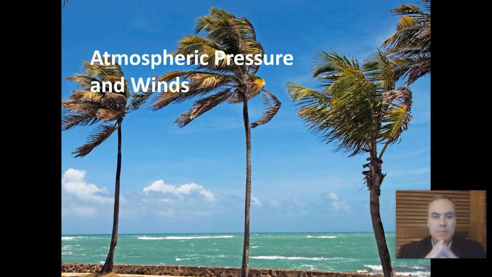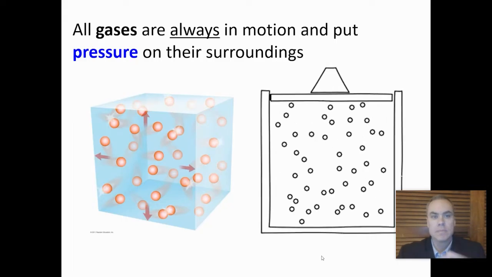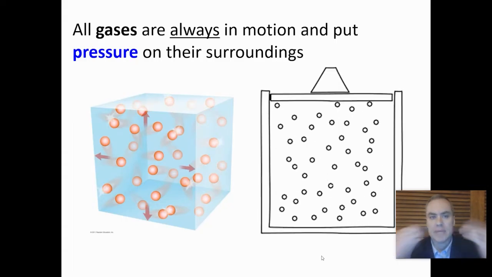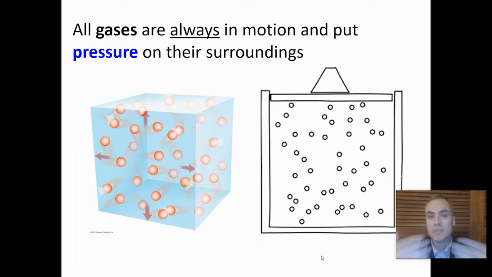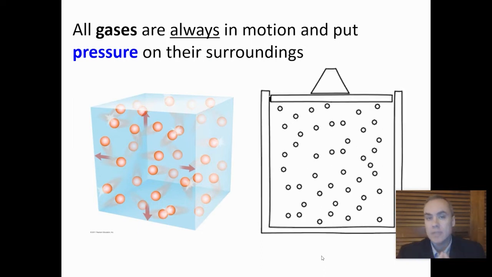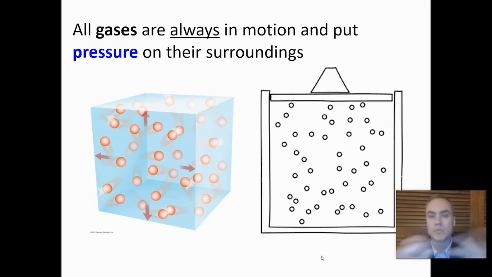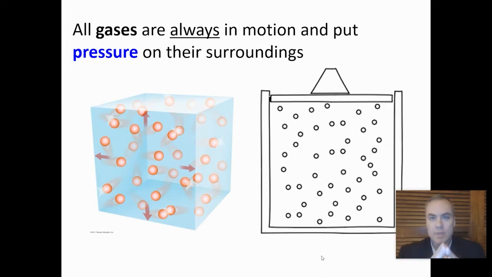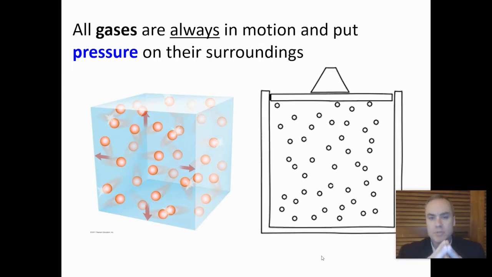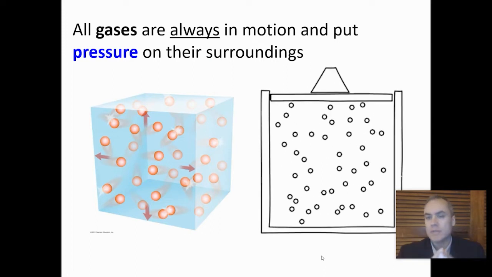This video is about atmospheric pressure and winds, which are two essential elements to understanding weather and climate. The atmosphere is made up of gases, and gases are always in motion. That's what it means to be a gas, is that molecules are always moving around from point A to point B. When they move, they put pressure on their surroundings.